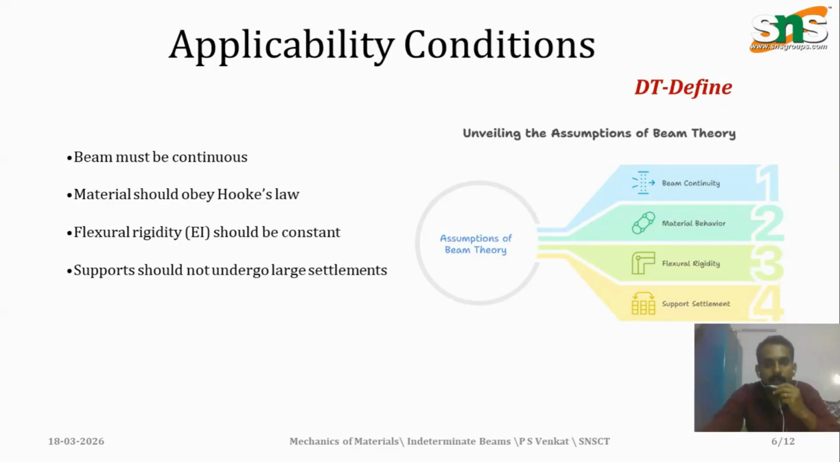The theorem is valid only under certain conditions. The conditions are: the beam must be continuous, it should have multiple spans, the material should obey Hooke's law, that is stress is proportional to strain, and flexural rigidity is constant, meaning the same material and cross section throughout the span of the beam. And supports should not undergo large settlements. No significant movement at the supports should be noticed. Why are these conditions very important? Because the theorem is derived based on these assumptions. If conditions are violated, results may not be accurate.